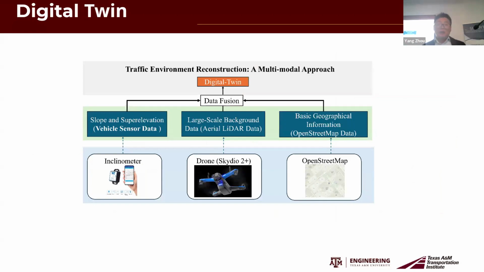So for the digital twin that we developed, we harness the vehicle-mounted sensor, essentially the inclinometer, to provide very detailed slope and super elevations. And we also utilize drones. Here is the Skydio 2 Plus, a US-made drone, to collect the necessary information. And we also integrated with the current map, and we use OpenStreetMap since it's open-source information that everybody can get.